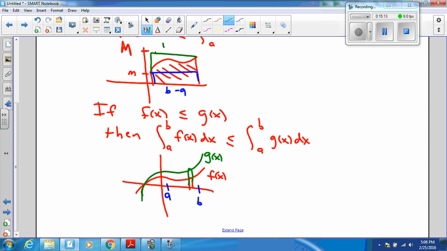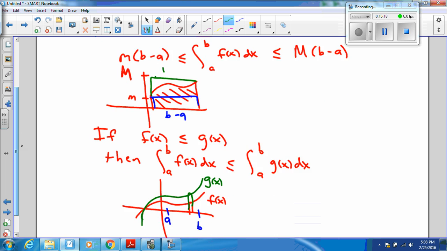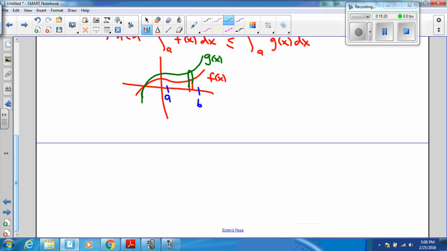I want to close by just showing you an example of how we might use the min-max inequality to find some bounds on an integral. Consider an integral that might be difficult, in fact is difficult. The integral from 0 to 1 of 1 over 1 plus x cubed dx. So I look at this integral and I say, I don't know how to perform this integral, I don't know how to calculate its value. I can estimate it on the calculator, and that's perfectly fine. But I'd like to know something about the value of this integral.